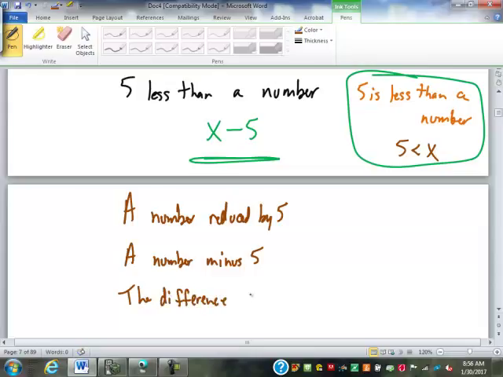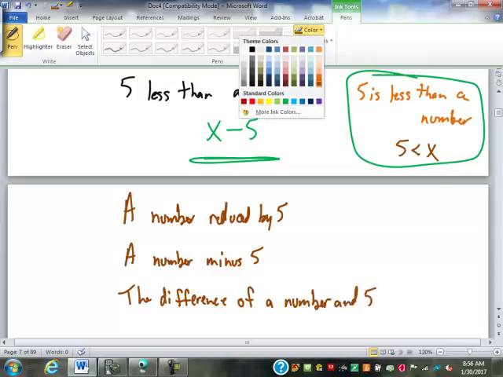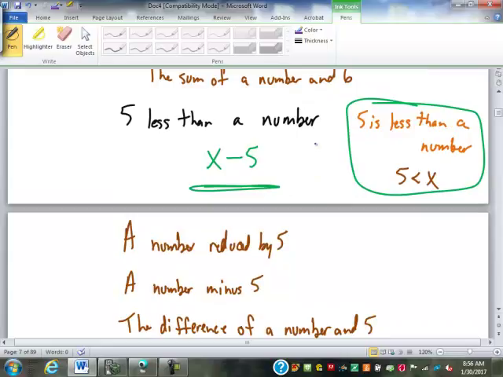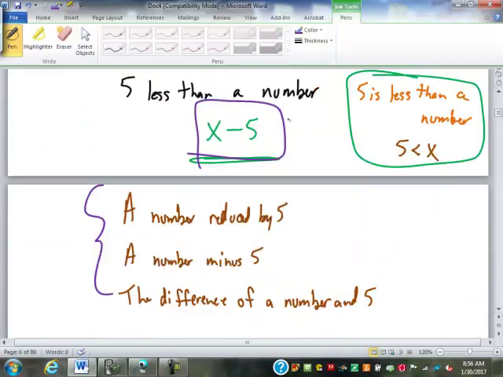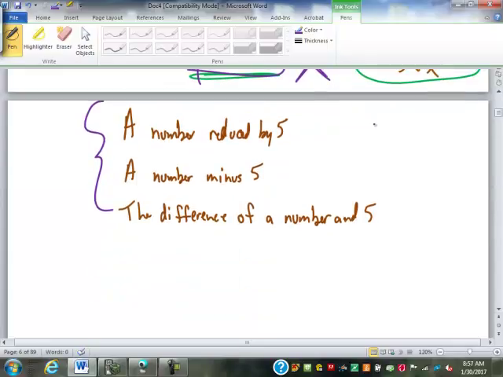Difference of a number and 5. Now, one thing I want to point out here, all of these mean x minus 5. All of these meant m or x or whatever plus 6. Would it have mattered if I put 6 plus m here? It's the same thing, yes, because addition is commutative. We can change the order. Down here, would it have mattered if I put 5 minus x? Yes, that is different. I cannot do that. So you have to be very careful.